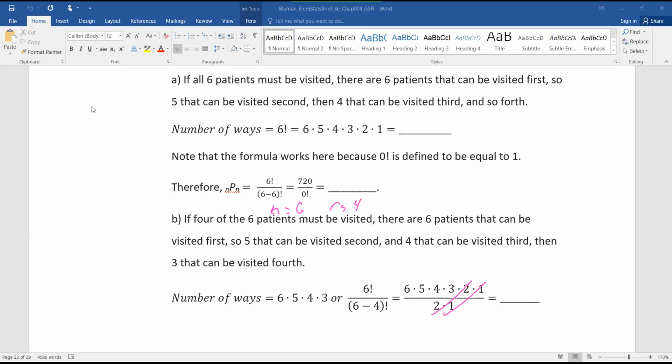So with permutation, sometimes it's still quick just to do the simple fundamental counting theorem by multiplying however many options you have for each situation, or you can use the formula. Both of them work. Does that make sense?